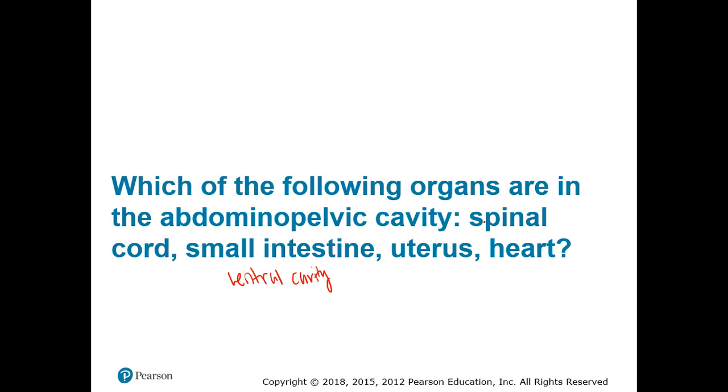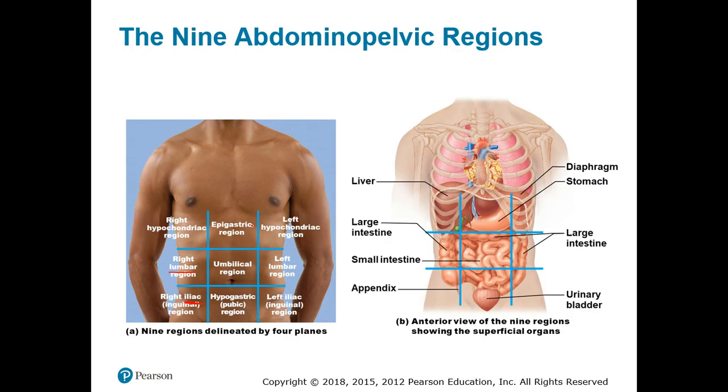So if we start at the beginning, spinal cord. Spinal cord is not part of your ventral cavity. That's part of your dorsal cavity, so that would not be there. The small intestine, yes, that one would be located below your diaphragm. And if you're confused, you guys can just go back to the picture in your notes and see that here's my small intestine. Yes, it's part of my abdominal pelvic.